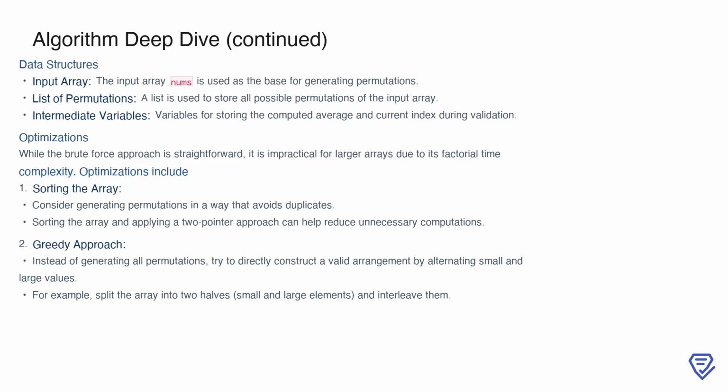One potential optimization involves sorting the input array to reduce duplicate permutations and applying a two-pointer technique to generate combinations more systematically. Another approach is to use a greedy algorithm to construct a valid arrangement directly, without generating all permutations. For instance, we can split the array into two halves, one with smaller elements and the other with larger elements, and interleave them to minimize the likelihood of any element being the average of its neighbors. These strategies aim to reduce the computational overhead while still ensuring correctness.